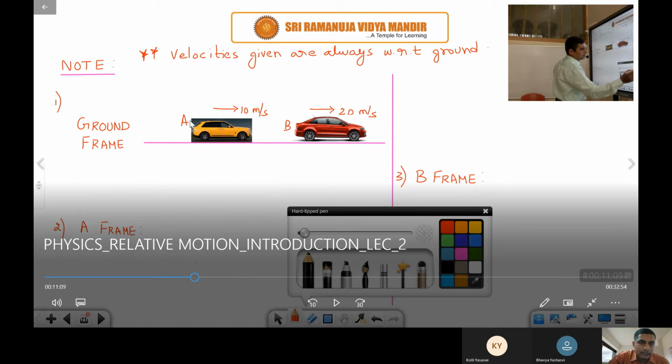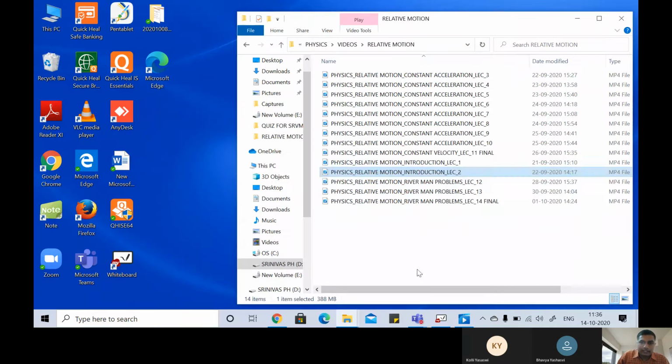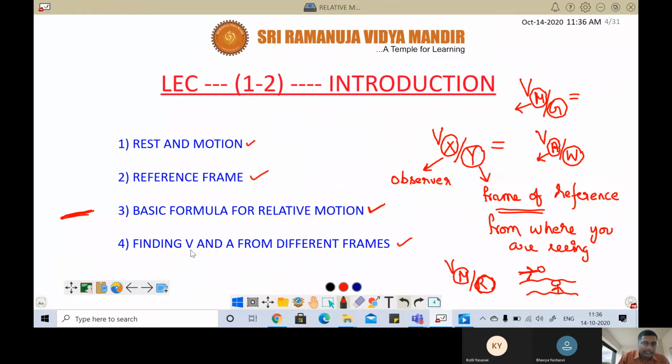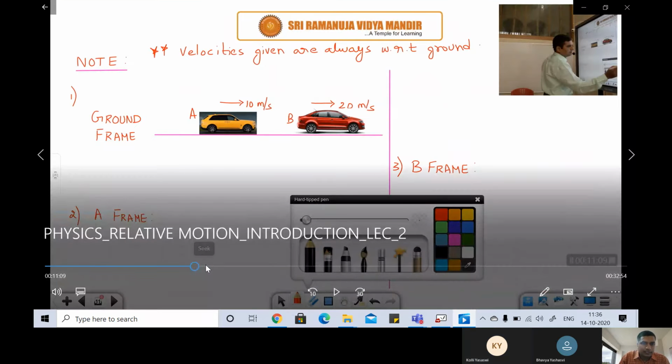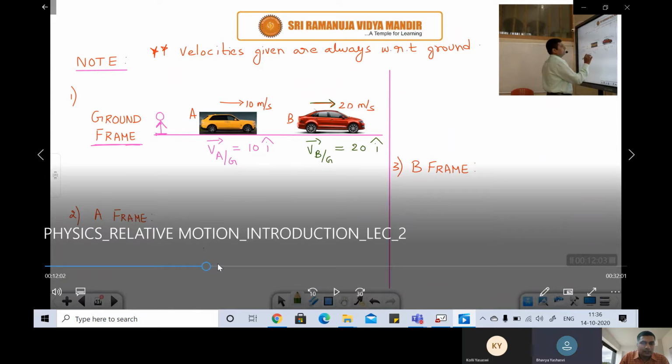Now if you stand on A, what is the velocity of B? When you stand on A, that is called the A frame. When you stand on B, that is called the B frame. So basically what we are doing here is finding velocity and acceleration from different frames. Now tell me, from the A frame, what is the velocity of B?